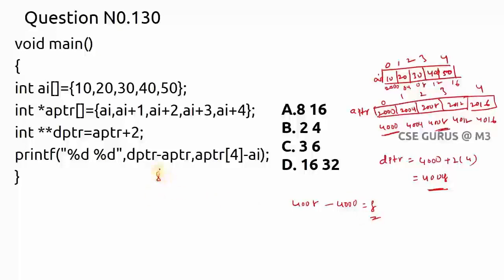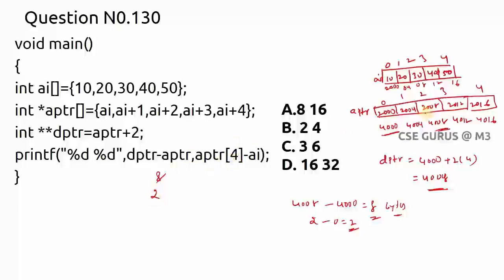No, actually. Of course the address difference is 8 bytes, but it prints not the number of bytes. It prints the difference in terms of indices. Here the index of dptr is 2, and the index of aptr is 0. So what is 2 minus 0? That will be your output. Here 2 will be printed.